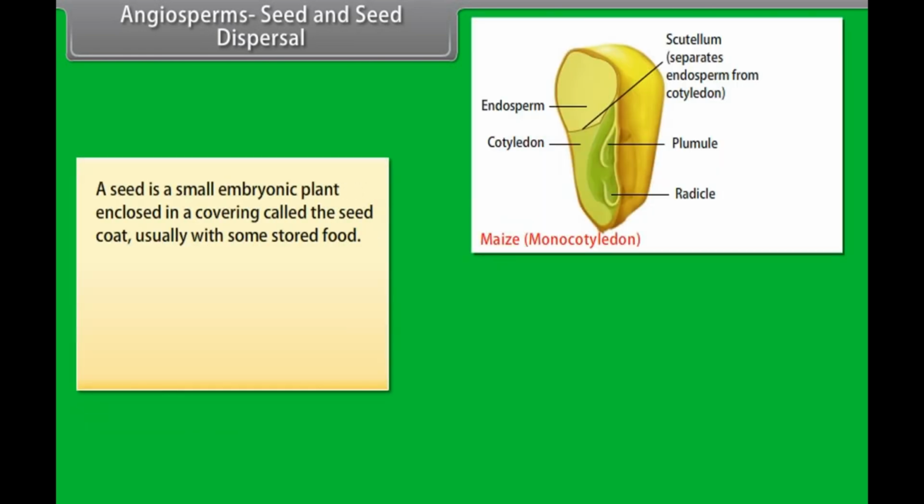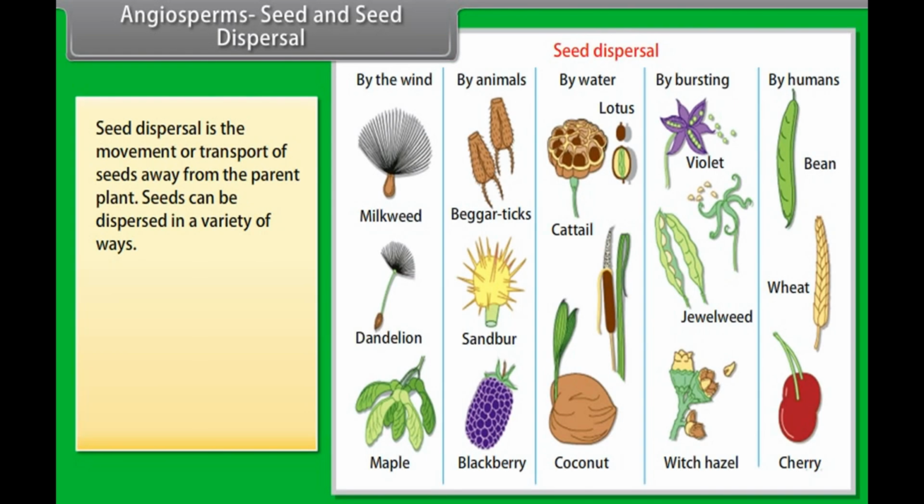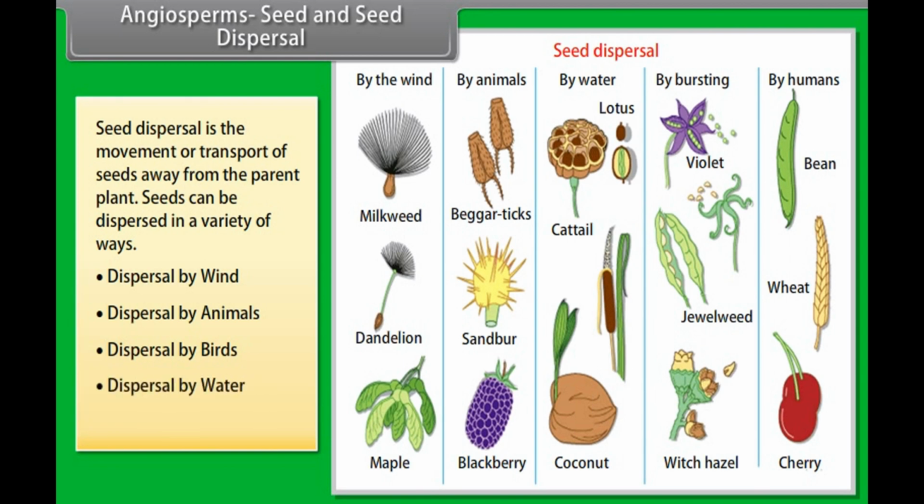Angiosperms: Seed and seed dispersal. A seed is a small embryonic plant enclosed in a covering called seed coat, usually with some stored food. It is the product of the ripened ovule of gymnosperm and angiosperm plants, which occurs after fertilization, and some growth within the mother plant. Seed dispersal is the movement or transport of seeds away from the parent plant. Seeds can be dispersed in a variety of ways: dispersal by wind, by animals, by birds, by water, and by man.